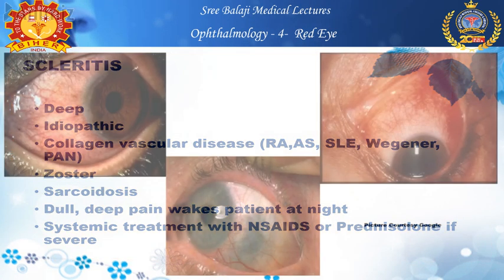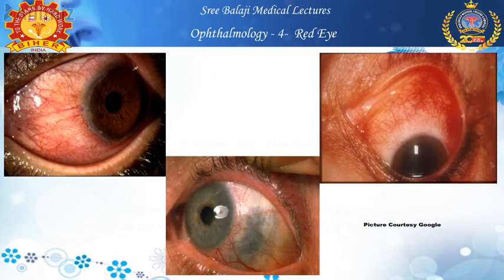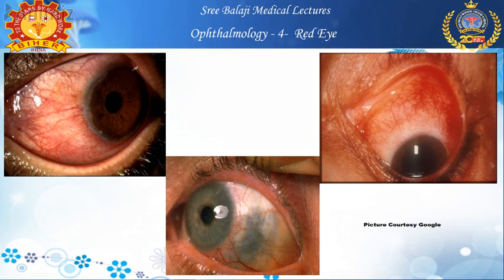In this picture you can see scleritis, where in the top two pictures you can see the diffuse redness that is present. In the third picture you can see dark colored sclera, which is usually because of scleral thinning. This is called necrotizing scleritis, usually seen in case of rheumatoid arthritis.